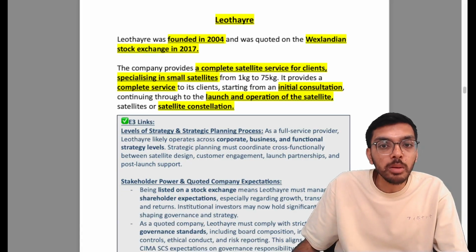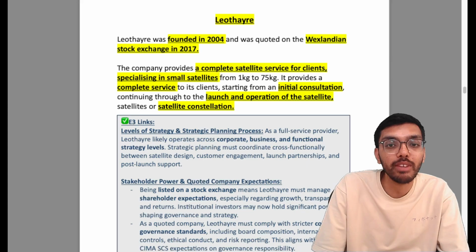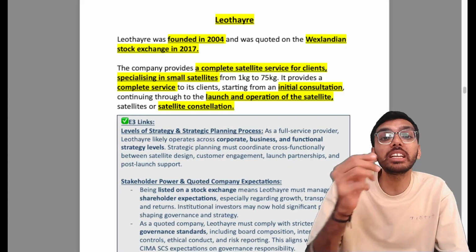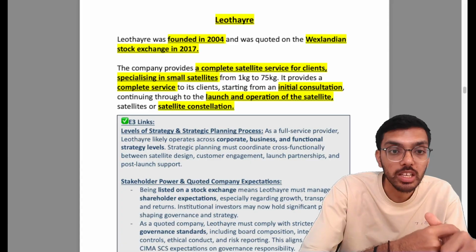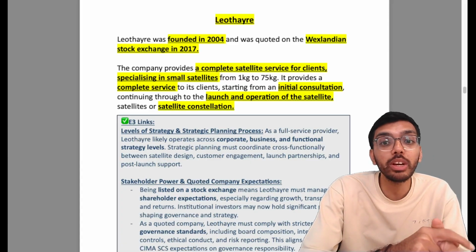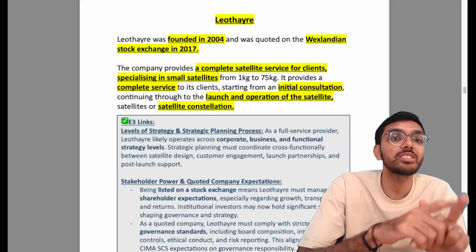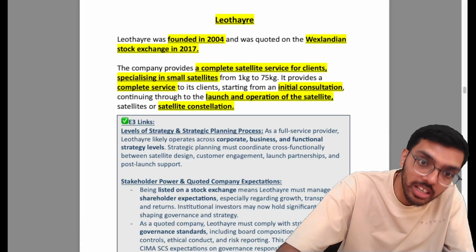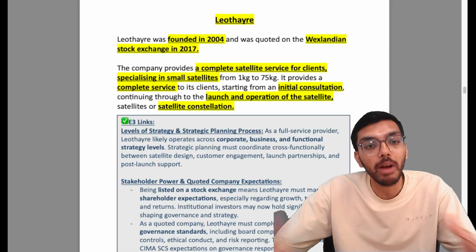The company provides a complete satellite service for clients, specializing in small satellites from 1 kg to 75 kg. Now, very important to understand what complete service means. Complete service means initial consultation, continuing through launch and operation of the satellite or satellite constellations. So everything from the beginning to the launch to the operation of the satellite we provide to our customer.